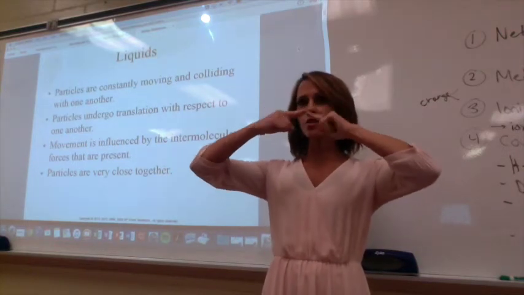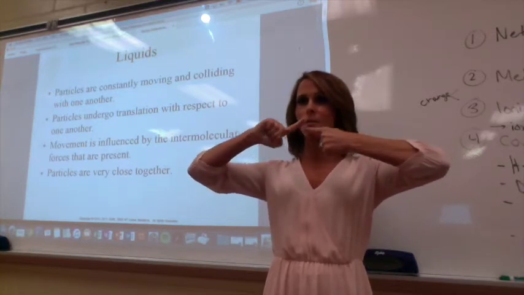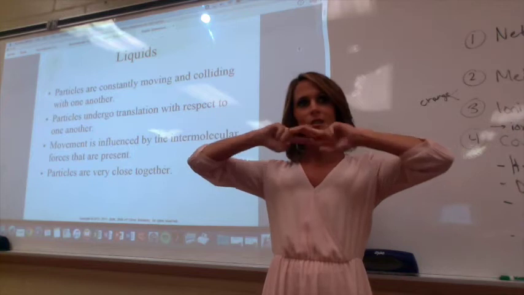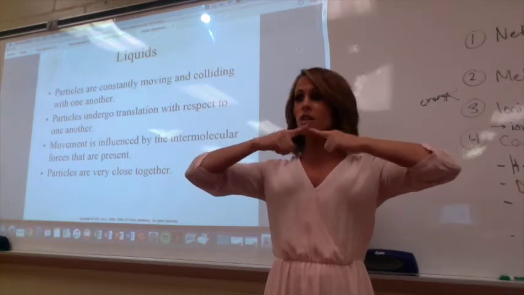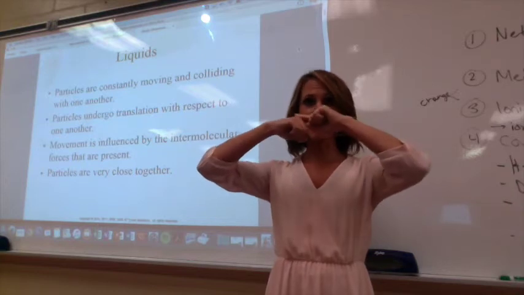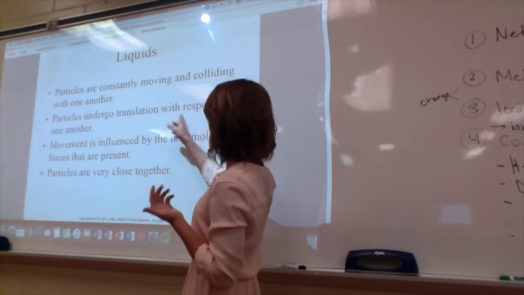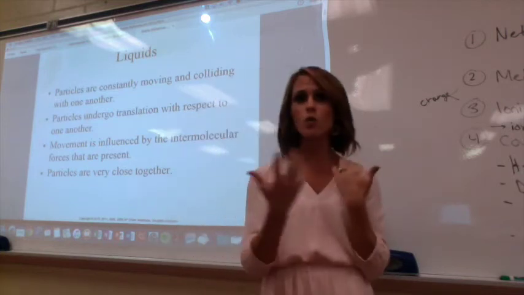And then rotational is rotating molecules, which means they must have sigma bonds, not pi bonds, right? Because pi bonds could do a little bit of that. So rotational, but then translational is like this, passing each other, right? So when you have a liquid, particles undergo translation with respect to one another. They can move past each other.